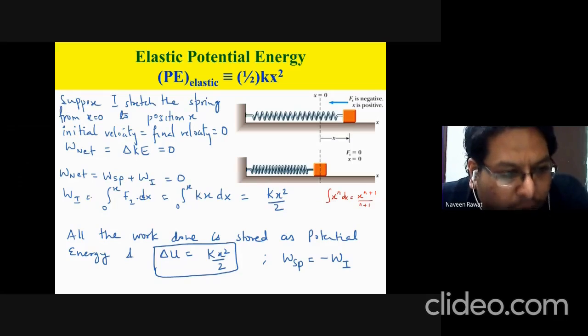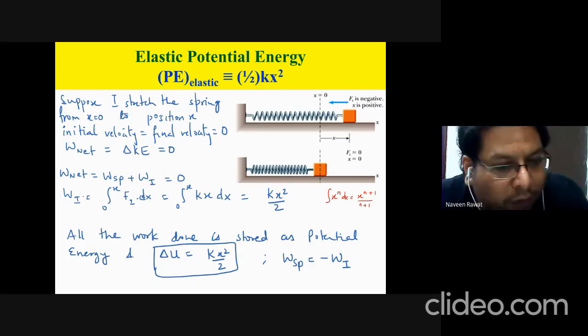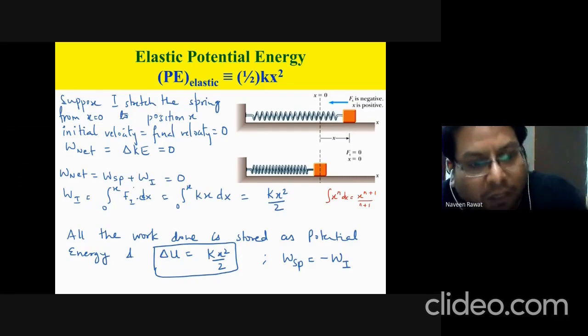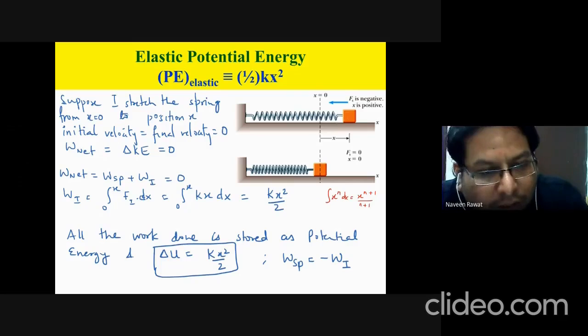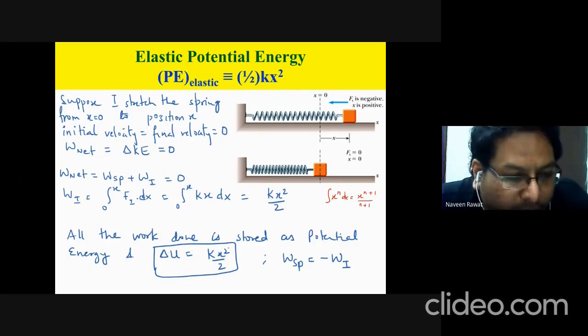Because this work that I'm doing, what is it doing? It is basically providing some potential energy to the spring, and it is storing that energy in the spring. If I let go from this position, then this mass will start moving in the opposite direction, because it will start swinging back and forth. So the potential energy stored in the spring is this value, kx squared by 2, and that's where this term comes from.